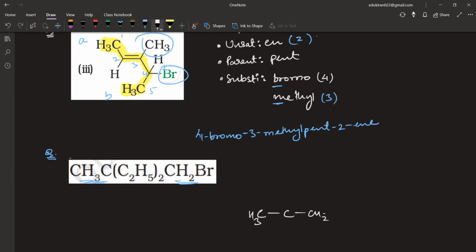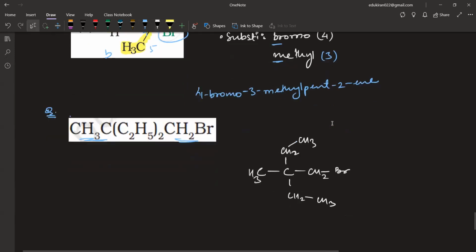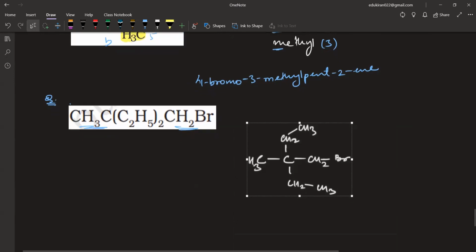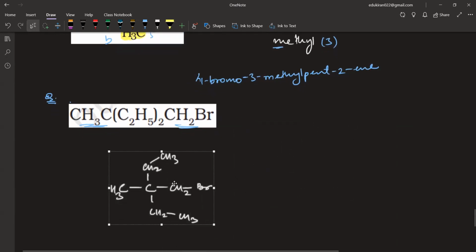ओके, तो CH3, then you have C, then you have CH2, and then you have Br. Right? Yes or no? Yes, sir. और यहाँ पे क्या है आपके पास? C2H5 twice है, तो you have C2H5 here also and you have C2H5 here also, यानी कि CH3 CH2 है ऊपर नीचे। What do you have? You have CH2 CH3. यहाँ पे भी आपके पास क्या है? CH2 CH3, ठीक है?